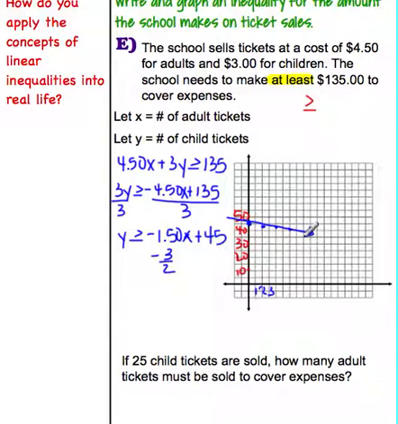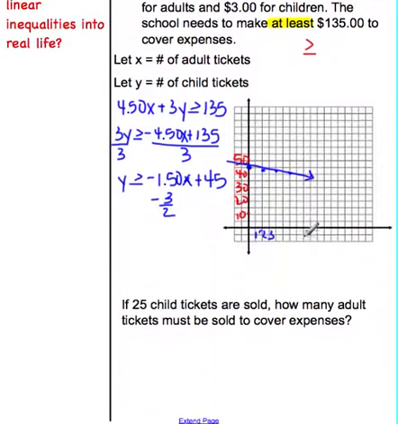And I'm going to draw it only one direction because we can't go into the negatives, which is why our graph is drawn as such.